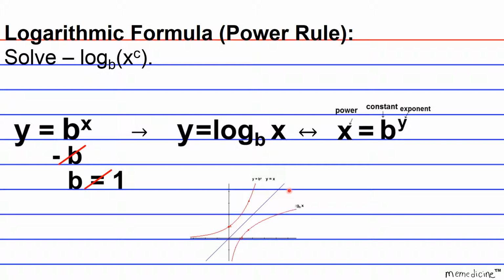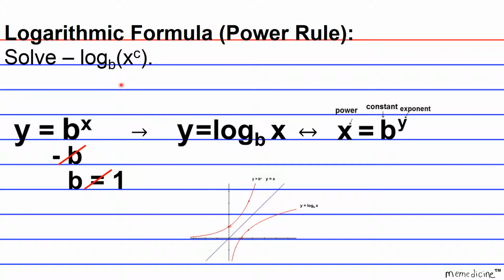And here goes our logarithmic function after we flip our exponential function, or we reflect it over the line y equals x. All right, so that was an intro to the logarithm function.